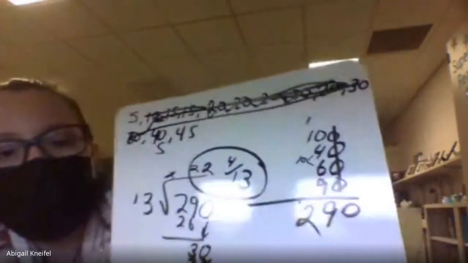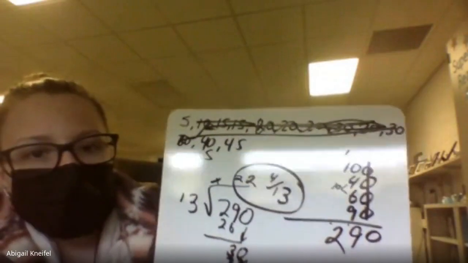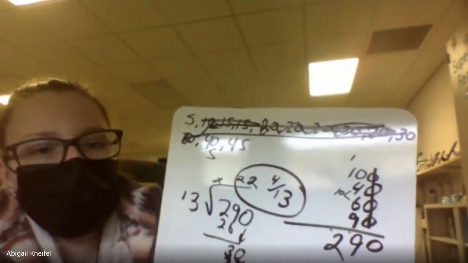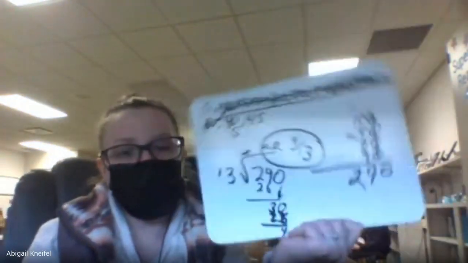But the actual answer was 22 and 4/13 because you had 4 left over and we were dividing by 13, okay? But if you put it went in 22 times, I gave you that, okay? But some of you guys had some crazy answers. The actual answer was 22 and 4/13.